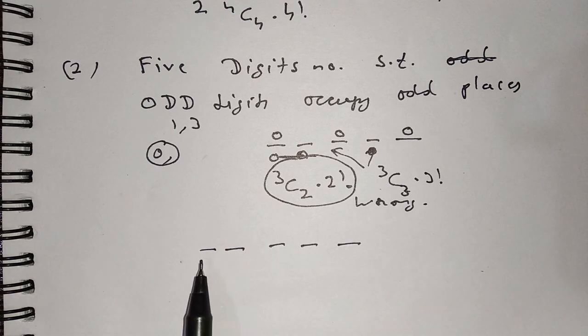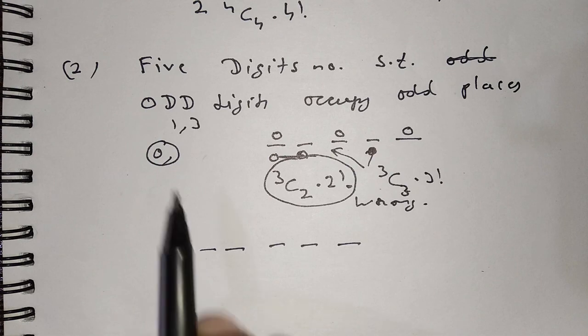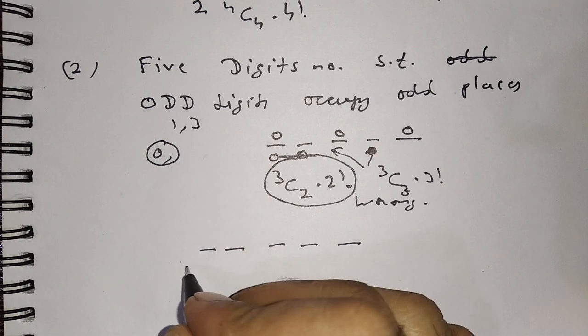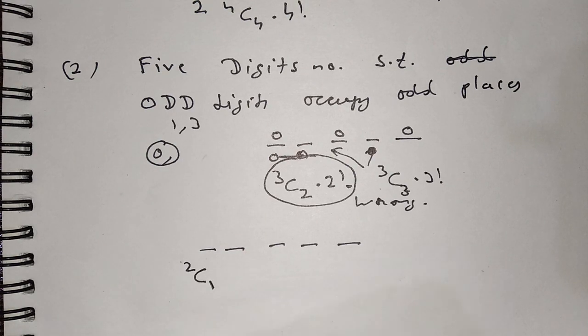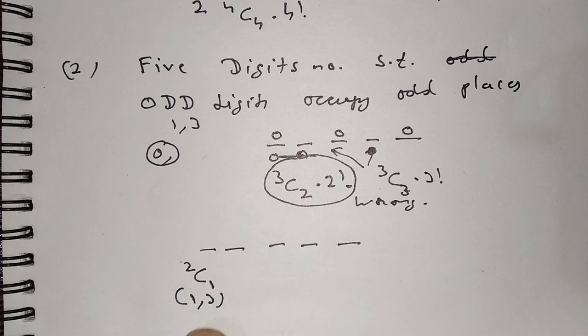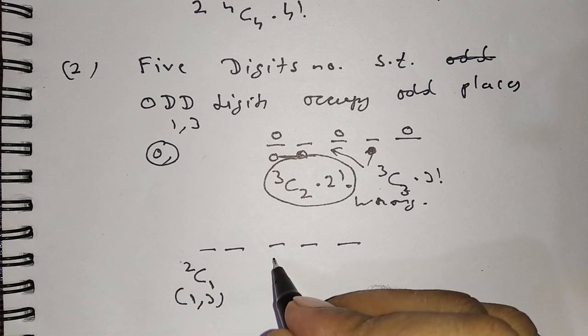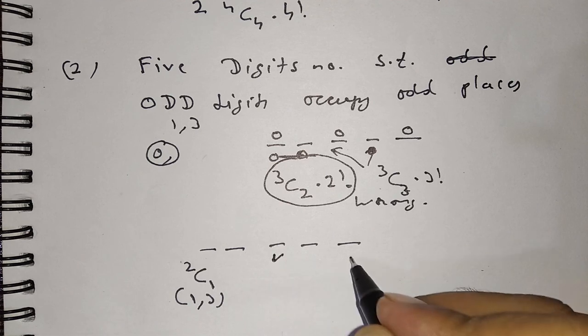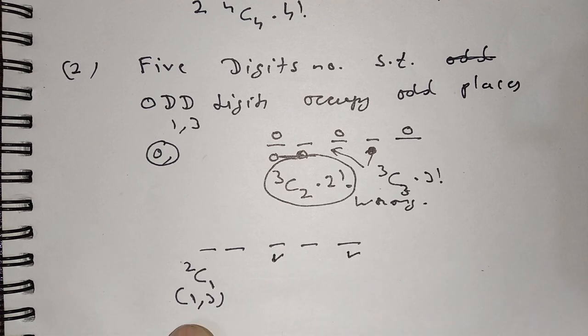Now we have the first place. First assume that the first place is occupied either by 1 or 3. So this can be done as 2C1. Now one number will remain, whether it is 1 or 3, and this one number will be put either in the third position or in the fifth position, because we have to put odd numbers in odd places.